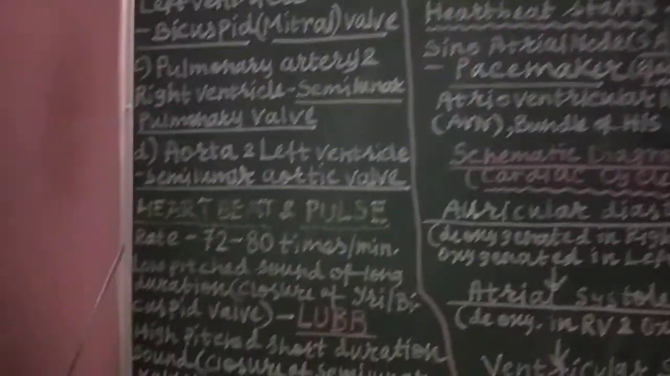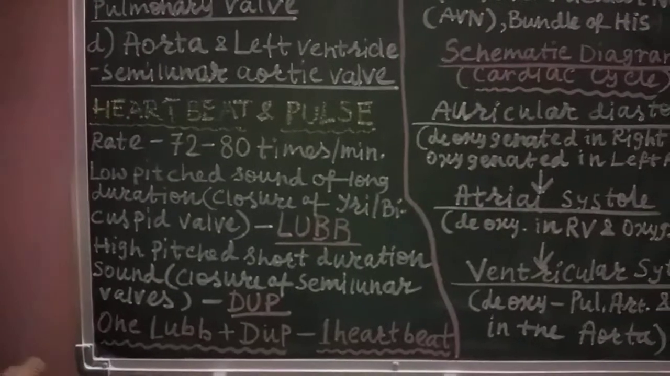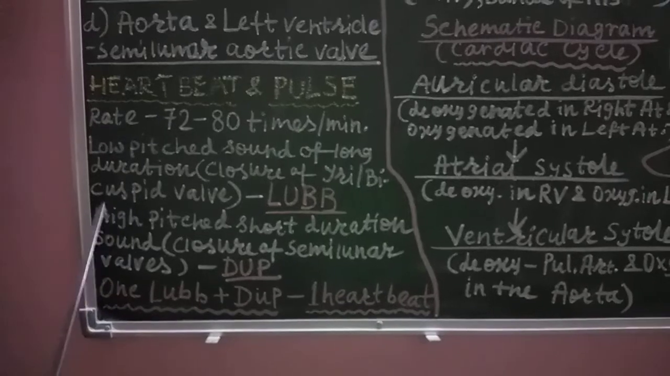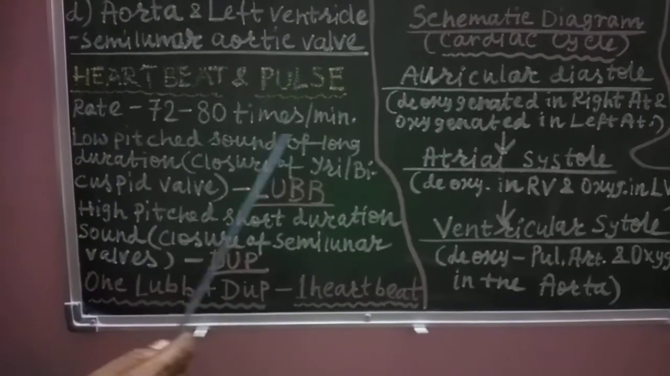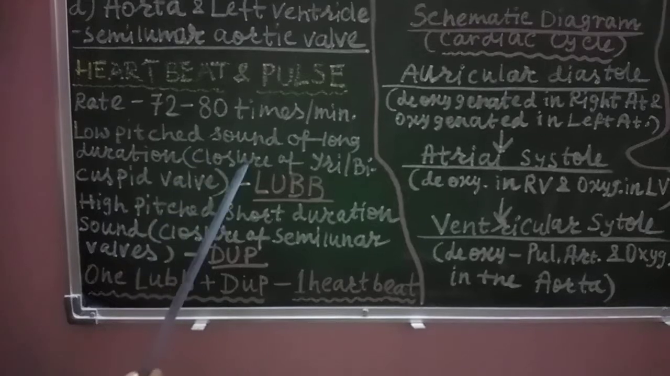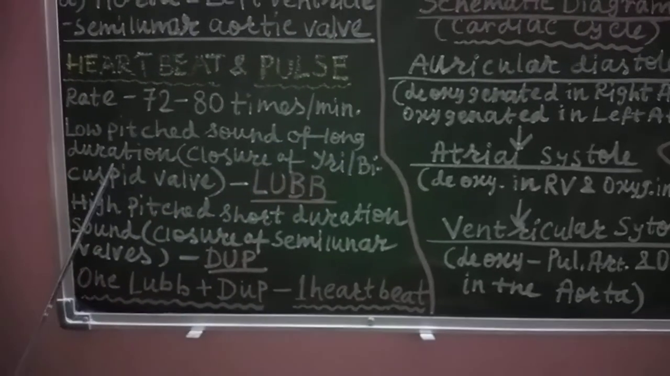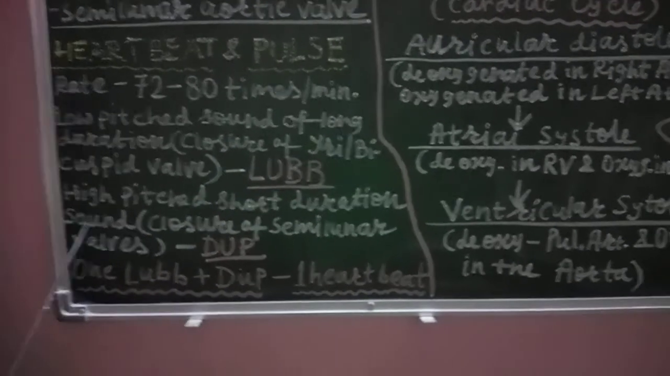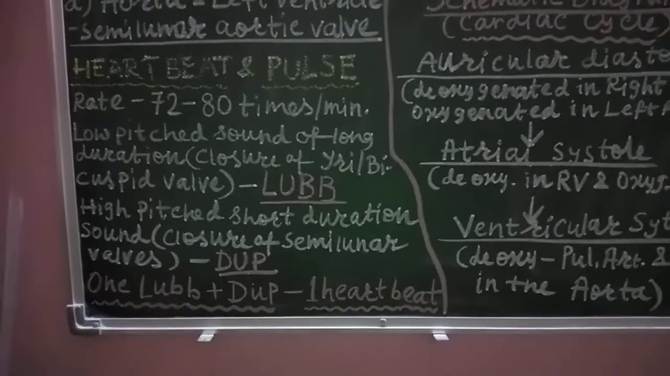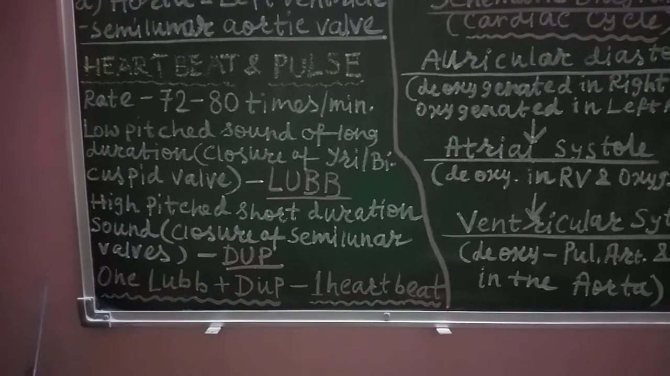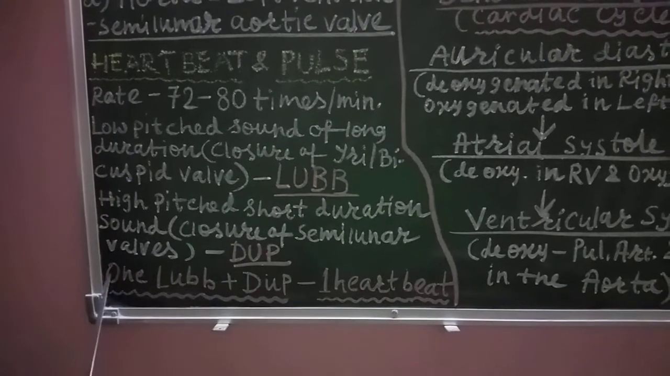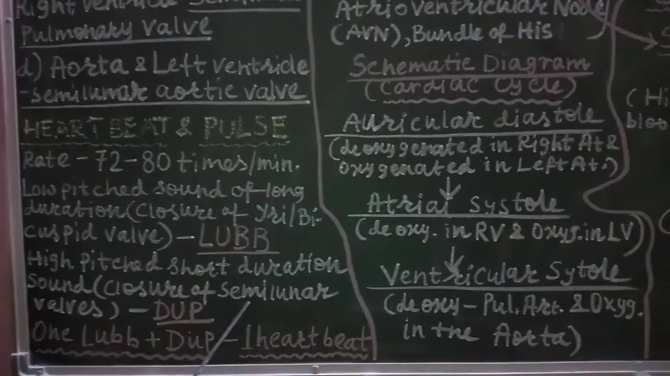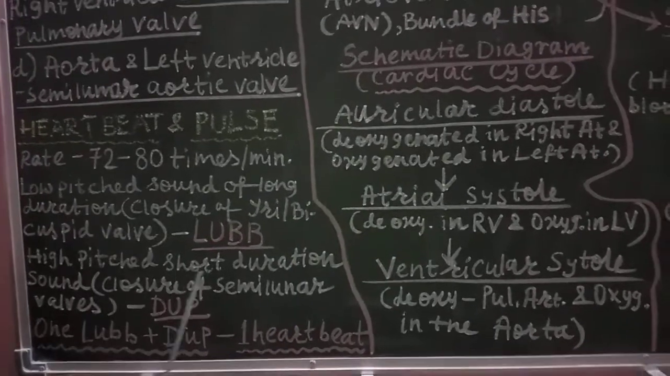Our heartbeat rate and the pulse rate are the same, that is 72 to 80 times per minute. How does it occur? A low pitched sound of long duration is formed due to closure of the tricuspid or bicuspid valve. This sound is called lub. Then a high pitched but short duration sound is produced due to closure of the semilunar valve, which is known as dub. So one lub and one dub form one heartbeat. In this way our heart beats 72 times per minute.